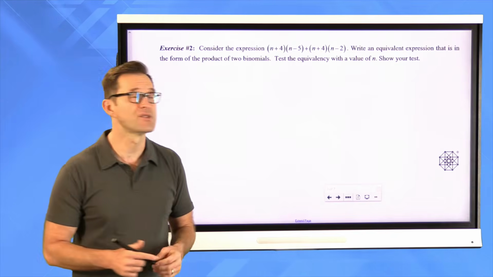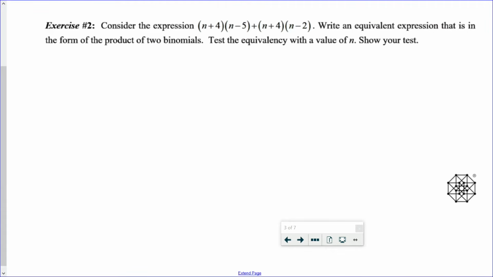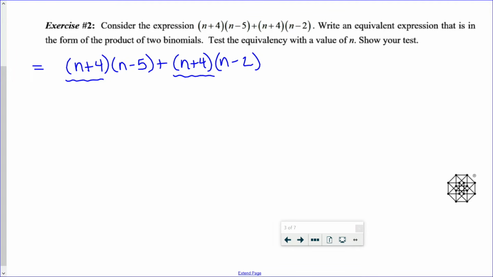Okay, great. So let's do it. Let me write down the expression again: n plus 4 times n minus 5 plus n plus 4 times n minus 2. I'm going to be very careful with all of this. I really want to look at this n plus 4 as if it was the number 7. If that was a 7 sitting there and a 7 sitting there, I could factor that 7 out. I'm going to do the same thing here. I've got n plus 4, and now I'm going to use a slightly larger parentheses because that is multiplying both an n minus 5 and an n minus 2.